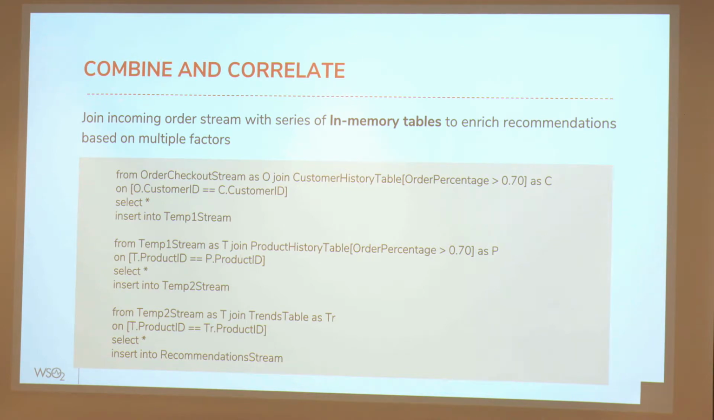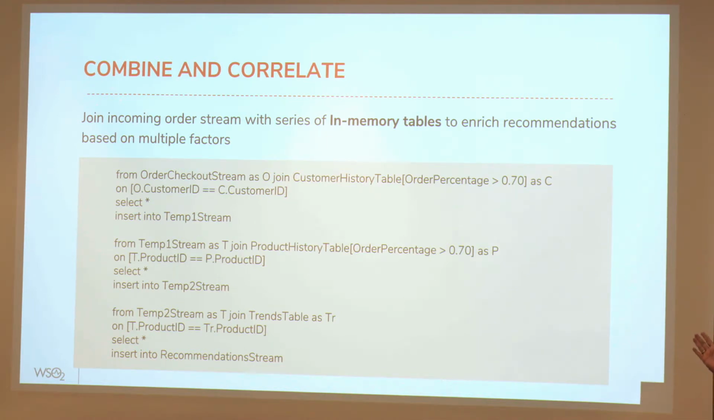Okay, so I've also added some queries to show how this looks in a query format, and I've only put in the joining part, right? So you get the order checkout stream, that's the order checkout event, and you join that with a customer history table. Even within the table or the stream, you can add a filter, so you don't just read everything from the table or take every event from the stream, you take only certain events and certain rows from the table.